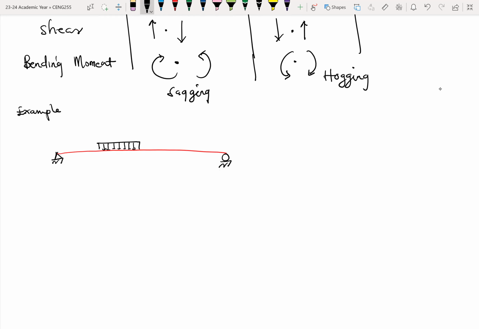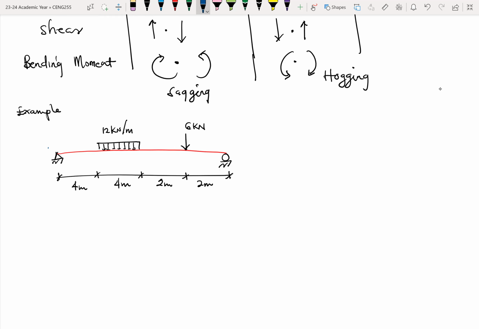Yeah, so it has a UDL, and then there's some concentrated or point load on this end. The UDL, I think, is 12 kilonewtons per meter. The point load is 6 kilonewtons. And these are the dimensions. This is 4 meters, 4 meters. Here's 2 meters, sorry, my drawing doesn't look drawn to scale. So 2 meters, 4 meters, 4 meters.